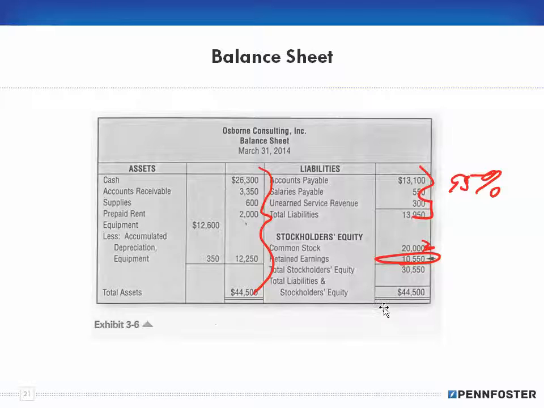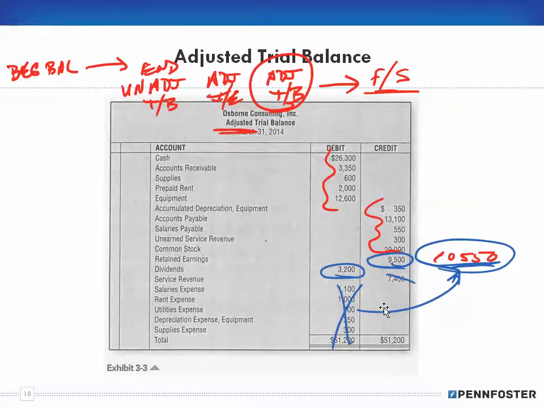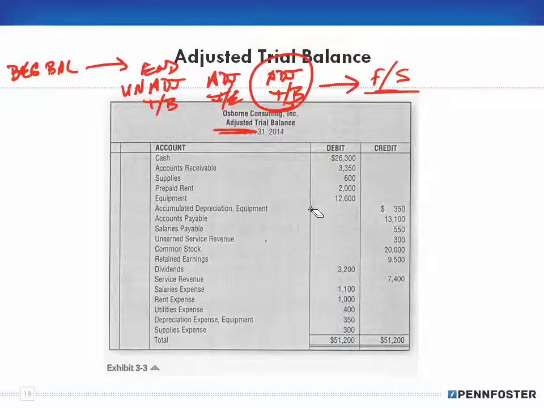I hope you're understanding this. Okay, and let me just go over it from a little bit different perspective. When we're looking at the adjusted trial balance, we're saying that these are the correct balances in the accounts, and we have to use this information in order to create our financial statements.